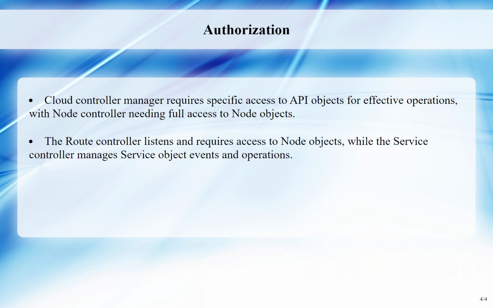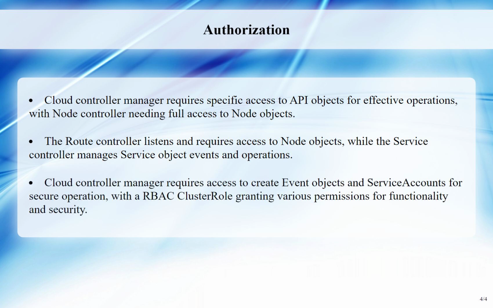The route controller listens to node object creation and requires get access to node objects. The service controller manages service object events and requires access for list, patch, update, create, get, and update operations. Additionally, the Cloud Controller Manager needs access to create event objects and service accounts for secure operation. The RBAC cluster role for the Cloud Controller Manager consists of various permissions to ensure proper functionality and security.